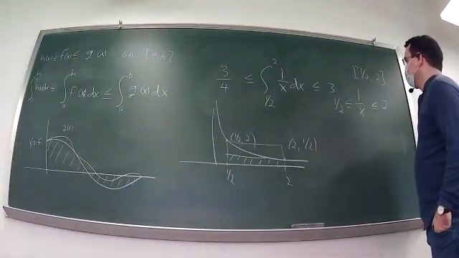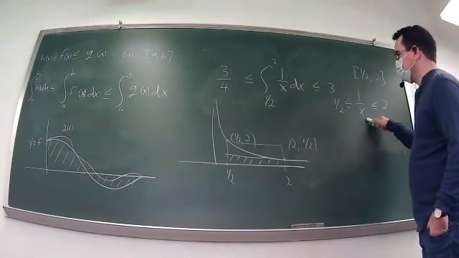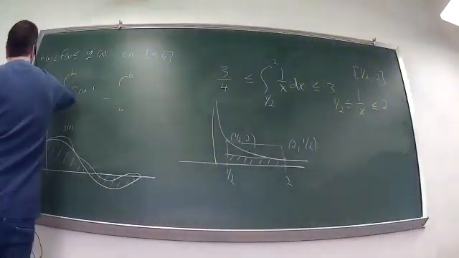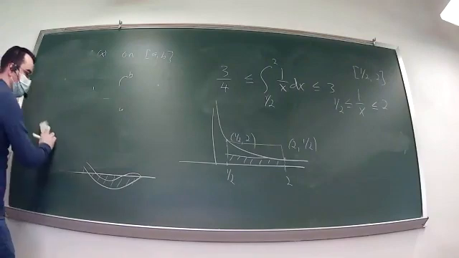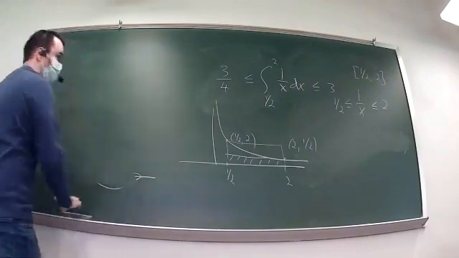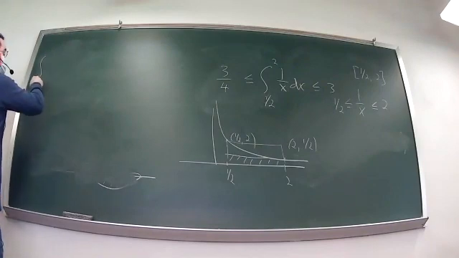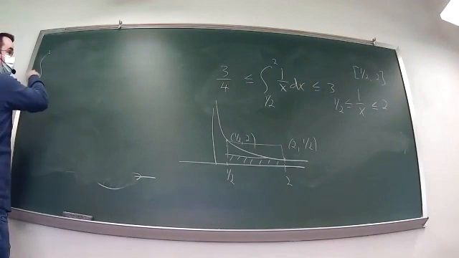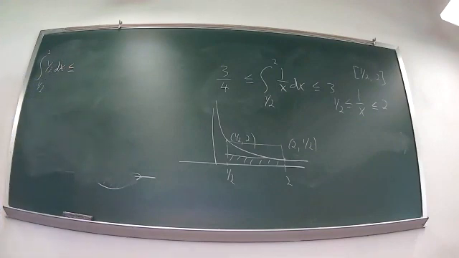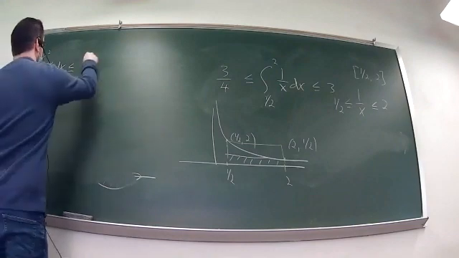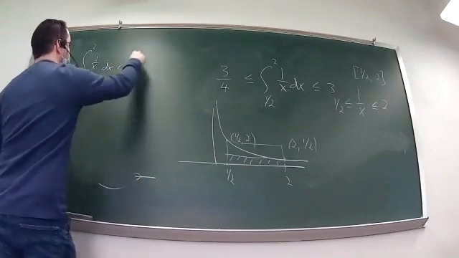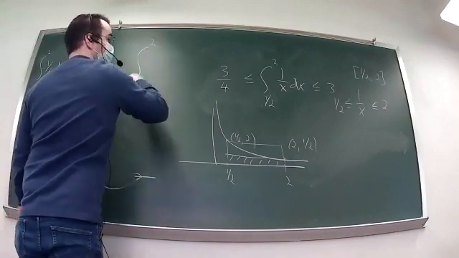So this is telling me that the integral of 1/2 is less than or equal to the integral of 1 over x, which is less than or equal to the integral of 2. I know how to calculate the integral of a constant because that's just the area of the rectangle. So taking the integral from 1/2 to 2, this is what's given to me by the comparison theorem. The integral of 1/2 is less than or equal to the integral of 1 over x, which is less than or equal to the integral of 2.